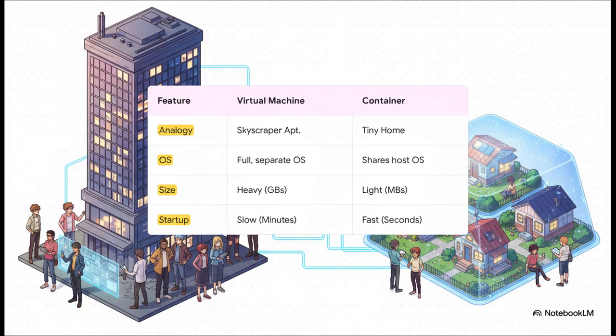A VM is a full-on skyscraper apartment. We're talking gigabytes in size, and it takes minutes to get going. A container? That's your tiny home. It's maybe a few megabytes, and it starts up in seconds. This incredible difference in speed and size is exactly why containers have totally changed the game for modern software.